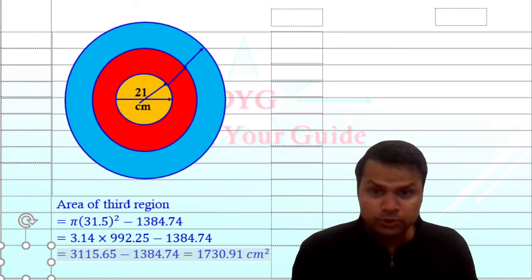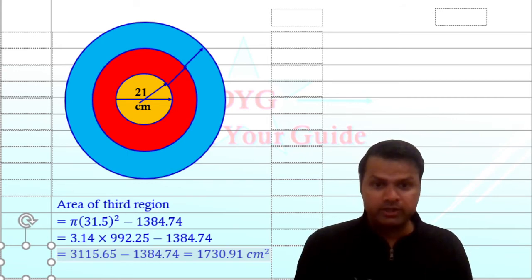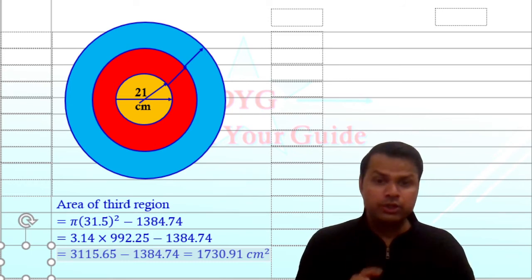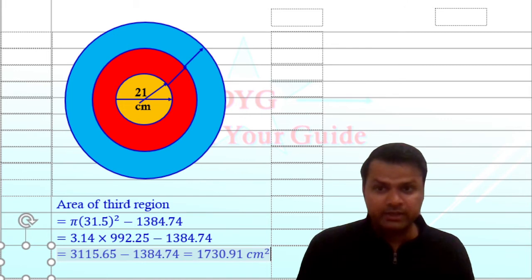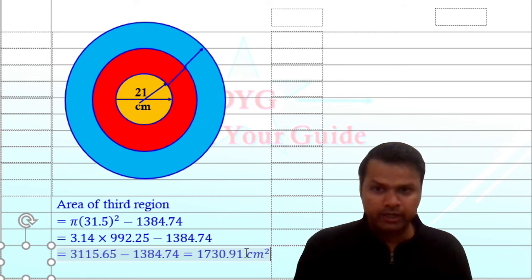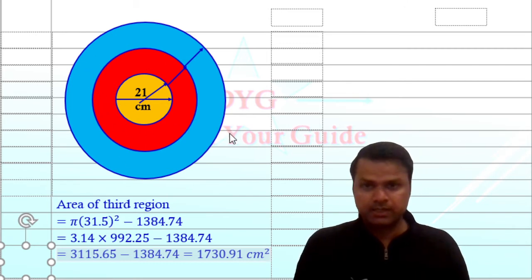I hope you are able to understand what we are doing here. If you have any doubt, please go back and watch it again. This question is actually easy, but you just need to understand how we find the radius. What is actually happening here? So this is 1730.91 centimeters square. This is for the blue one. This is the area of the third or the blue region. That's what we can say.